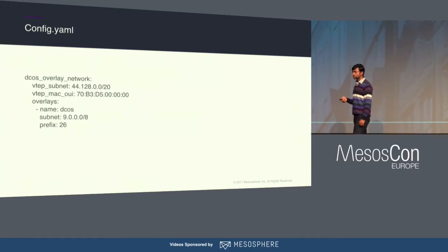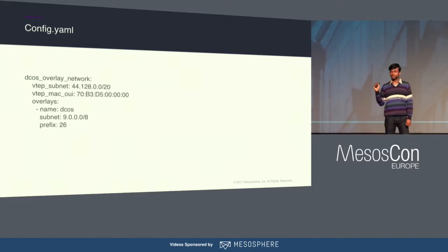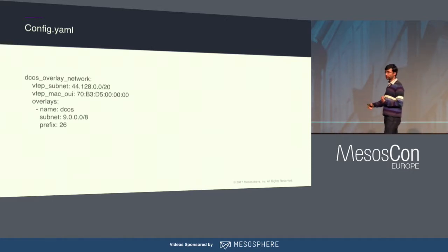The way you could use an overlay network is through a config.yaml. I'm sure those who have played enough with DC/OS would have encountered this config.yaml. It is basically a YAML file with the initial configuration of your cluster. So you can define your overlay for your cluster. The configuration that you see on the screen is the default configuration. It comes out of the box.